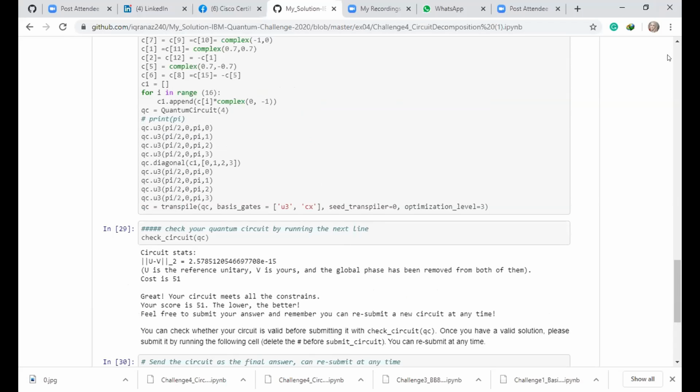I got to know that my cost is 51, and it was as low a cost as I could get. So we ended up here, and here our IBM Quantum Challenge 2020 was done. Yes, we can reduce this cost further, but we ended up here.